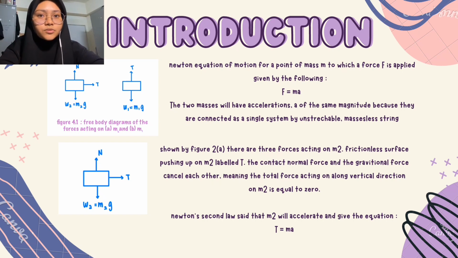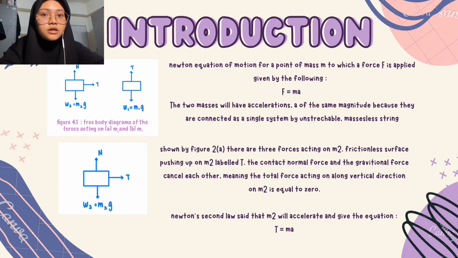The two masses will have acceleration of the same magnitude because they are connected as a single system by an unstretchable, massless string. As shown in figure 2a, there are three forces acting on M2. The frictionless surface pushes out on M2, labeled T, which is tension. The contact normal force and the gravitational force cancel each other, meaning the total force acting along the vertical direction on M2 is equal to 0.